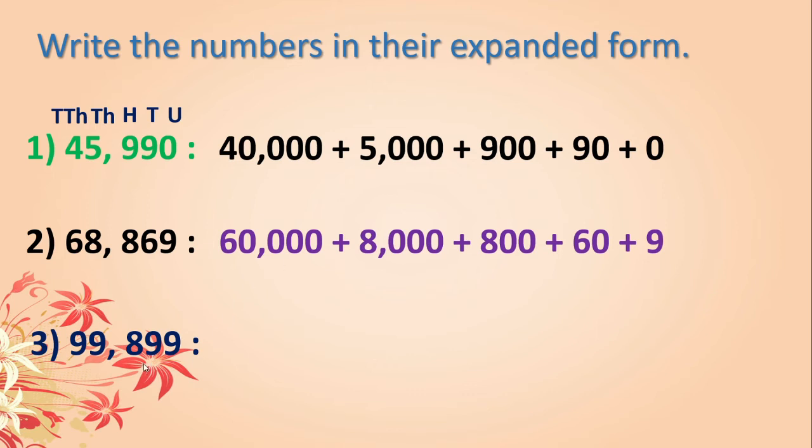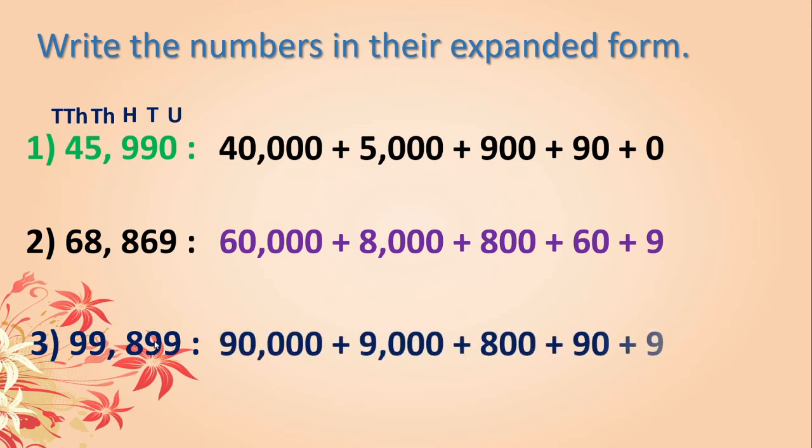Now we'll move to third one. 99,899. Correct? So here 90,000 plus 9,000 plus 800 plus 90 plus 9. Isn't it? Very nice. Only one thing you have to do is that here 4 you can see here, and how many digits you can see in front of that? 1, 2, 3, 4. So directly you can give 4 zeros. This is the shortcut method.